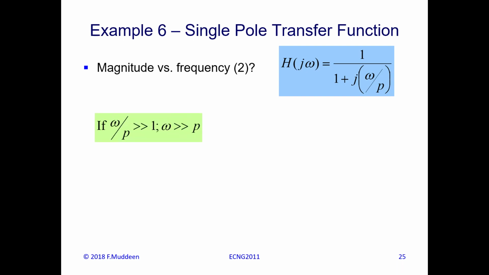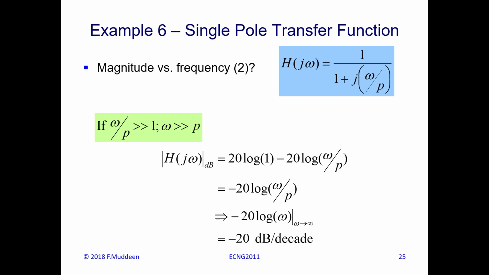In the event where omega is much greater than p, meaning omega tends towards infinity, the math indicates that we will end up getting minus 20 log of omega as omega tends towards infinity. We saw from our previous examples that this results in a minus 20 decibel per decade slope. Think back to example 2 and example 3 as to why we obtain this minus 20 decibel per decade slope.